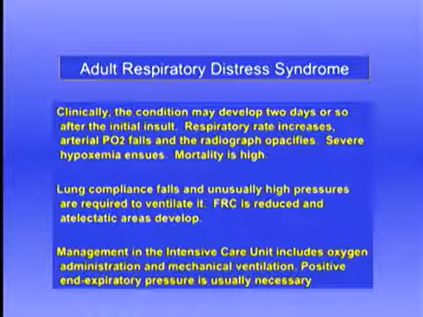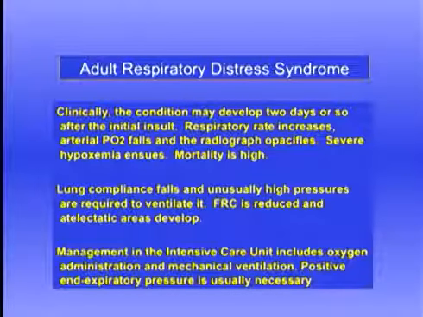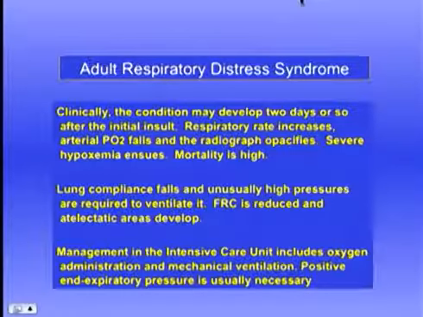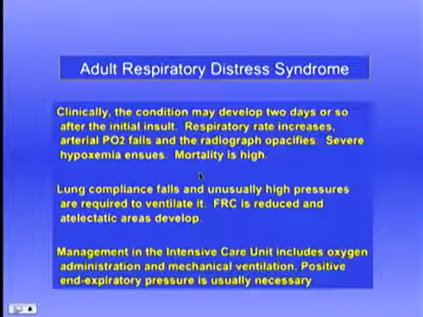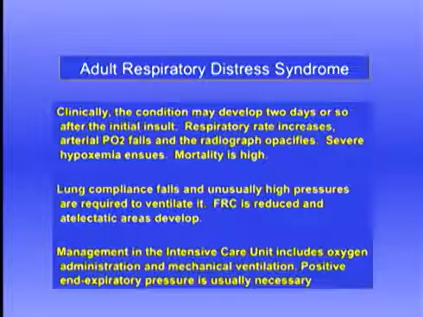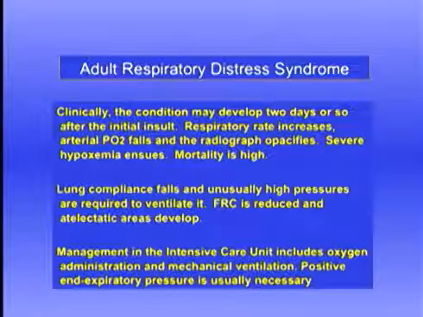You get severe hypoxemia, of course, and the mortality is quite high. Another thing that happens is that the lung becomes very stiff. Lung compliance falls, and that means that you need unusually high pressures to ventilate it. The falling lung compliance is associated with a reduction in functional residual capacity, and along with that you develop atelectatic areas, and of course if there's blood flow through unventilated areas, that's going to contribute to the hypoxemia.